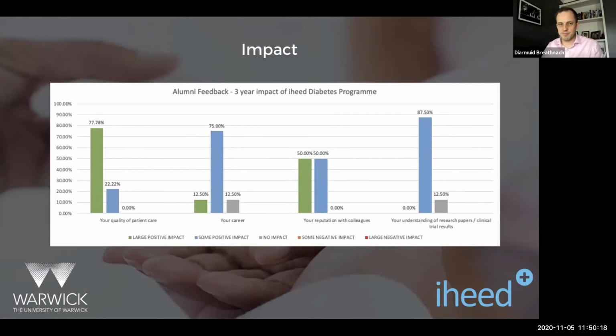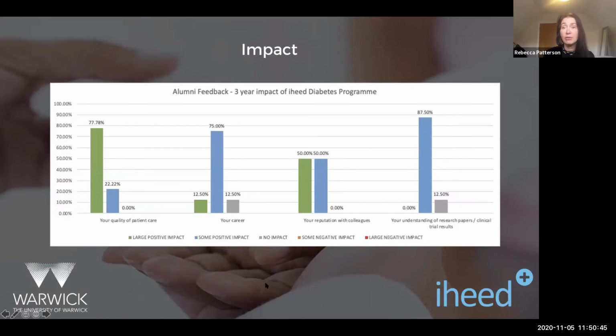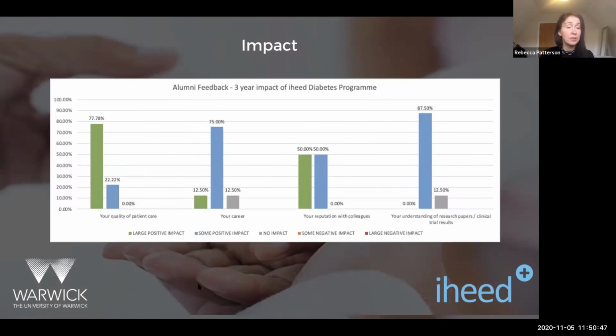Some of our alumni are sitting at a national level on diabetes steering committees, and therefore creating the diabetes strategy at a national level for their own jurisdiction. And we have some that have gone on to teach in local universities. So we're very proud of what our alumni have achieved to date. You'll see reputation with colleagues has increased, and also a huge one is the understanding of clinical trial results and research papers, which was hugely enhanced to nearly 90%.